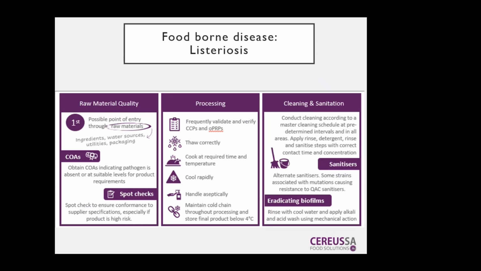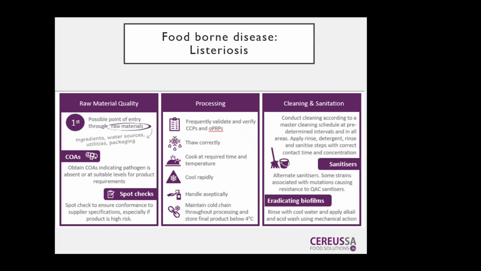So how can we prevent something like Listeria in our food products? Our first control measure for controlling Listeria would be raw material quality control. Remember that oftentimes Listeria comes with the raw material itself. In other words, the raw meat you buy or the water that you use in your factory. You can ensure that the raw material is free from this pathogen or within certain limits by looking at the certificate of analysis. And this needs to be within suitable levels.